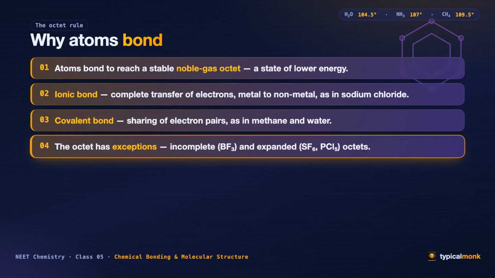And here is the honest footnote. The octet rule has exceptions. Some atoms settle with an incomplete octet, like boron in boron trifluoride, and some expand beyond 8, like sulfur in sulfur hexafluoride, or phosphorus in phosphorus pentachloride. Keep these 3 in your pocket. NEET loves to test them.